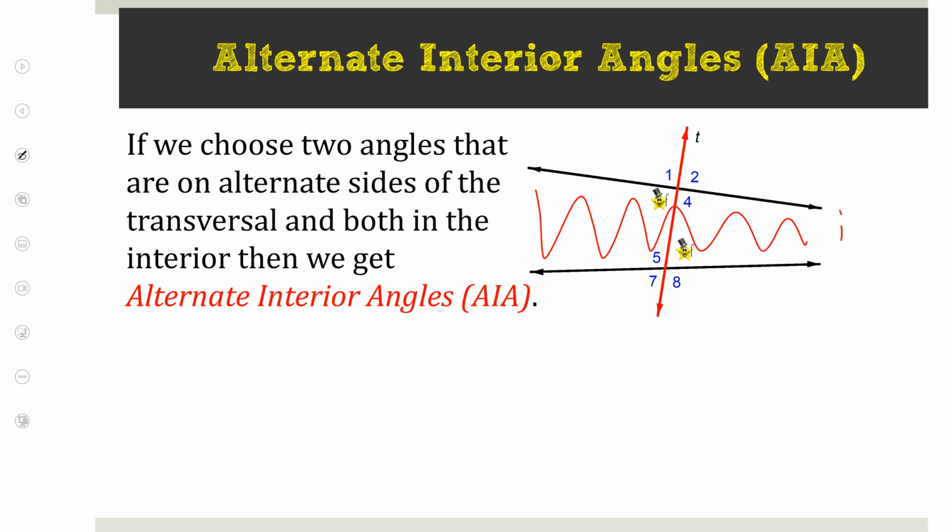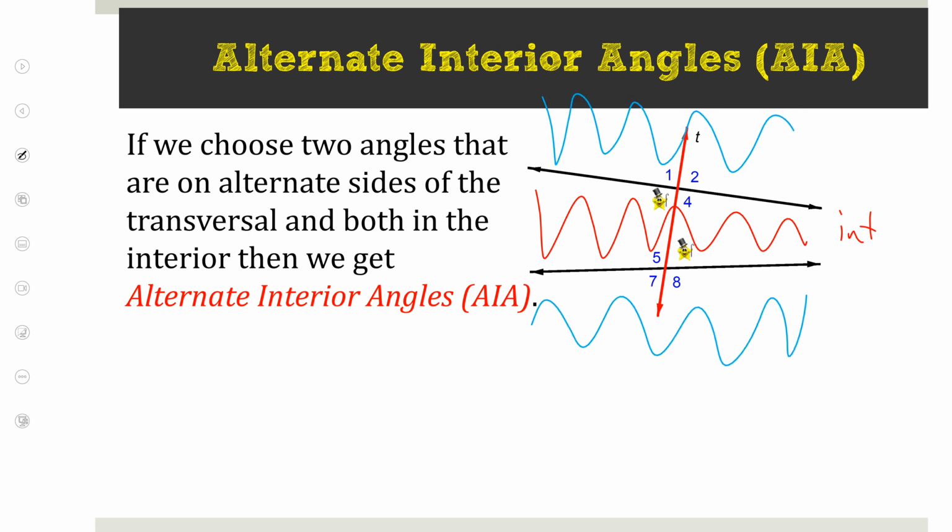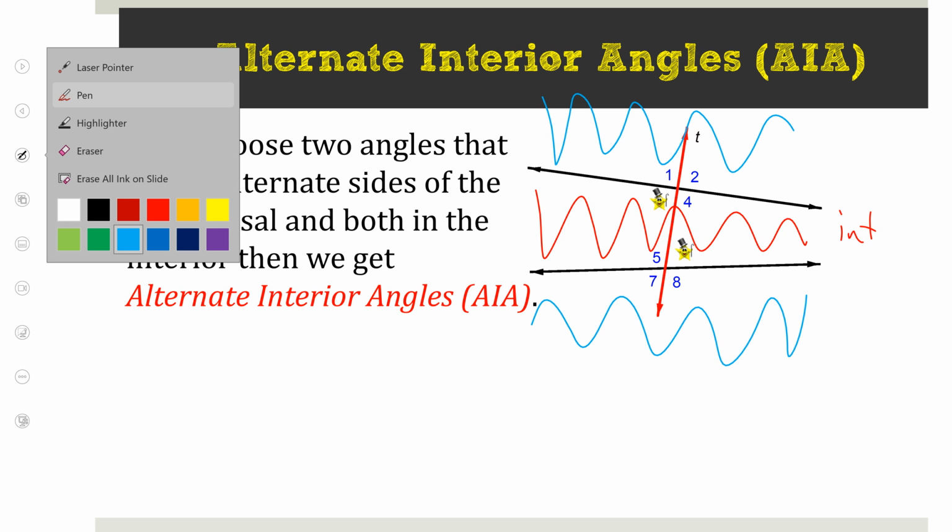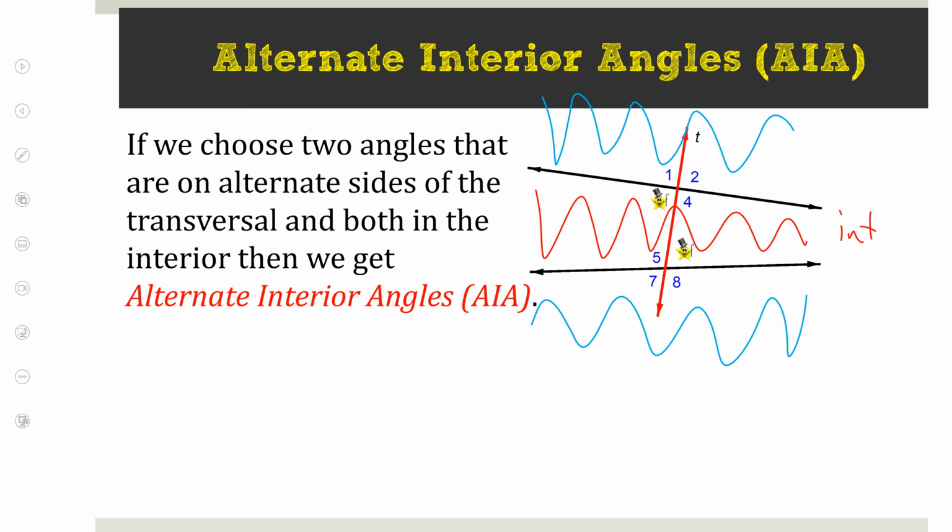Interior part. Exterior part. Okay, make sense? Good. That's half of the name of that angle then. It's got to be on the inside, between the intersecting lines. What does alternate mean? Well, alternate means on opposite sides of the transversal.